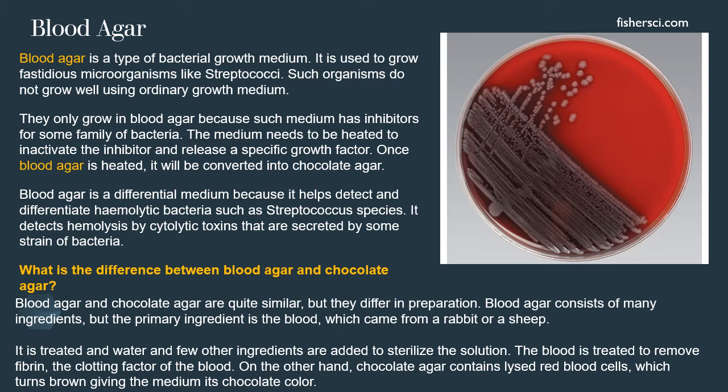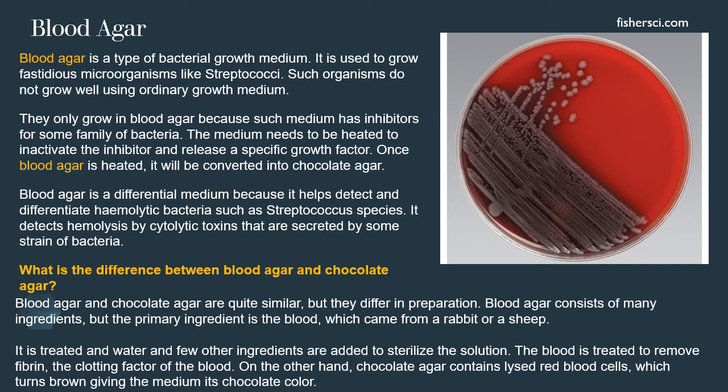Blood agar is a differential medium because it helps detect and differentiate hemolytic bacteria. Those which cause lysis of blood cells are known as hemolytic bacteria. To differentiate between species of the Streptococcus genus, blood agar is used. It detects the hemolysis caused by cytolytic toxins that are secreted by some strains of bacteria.